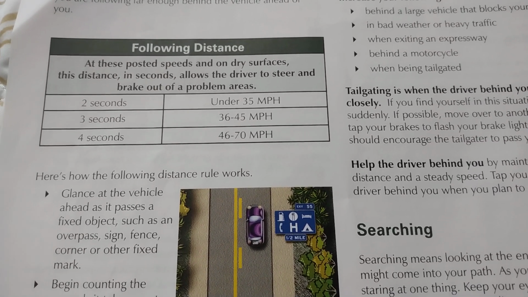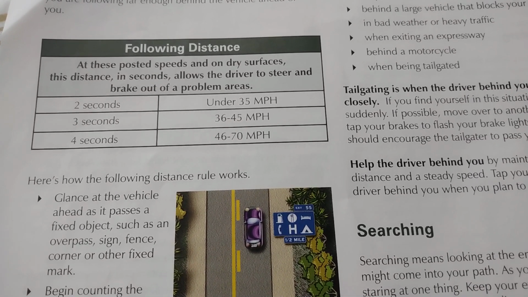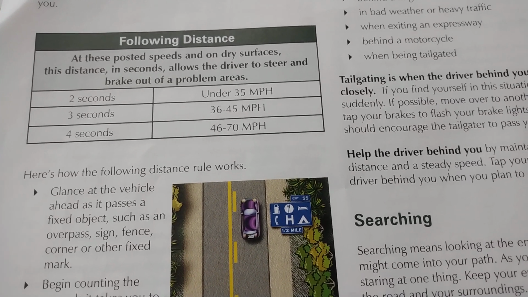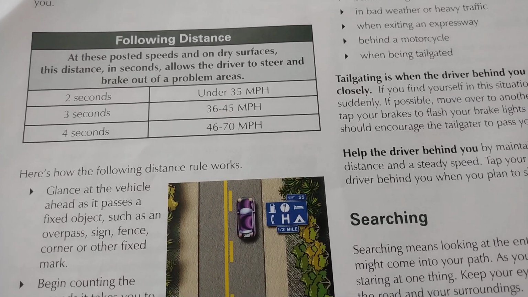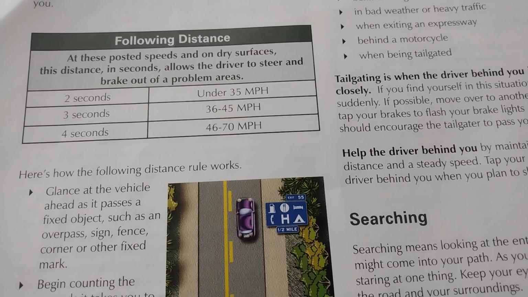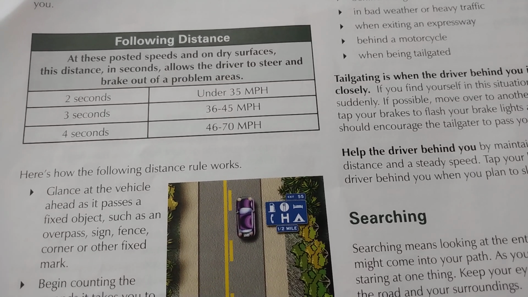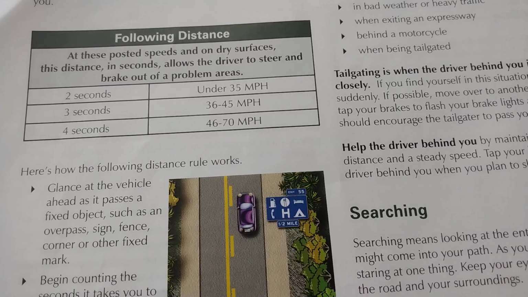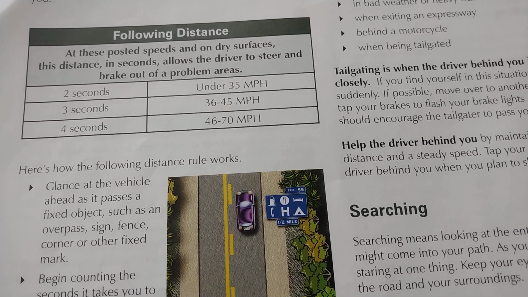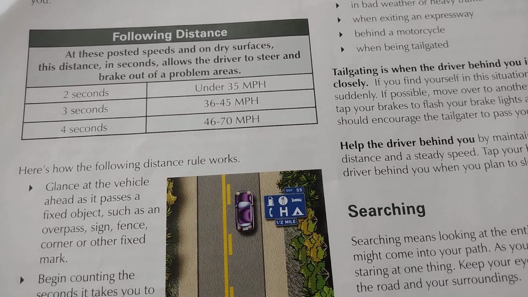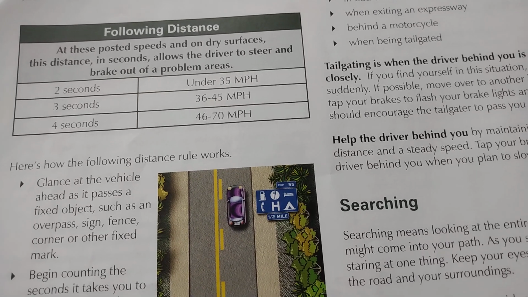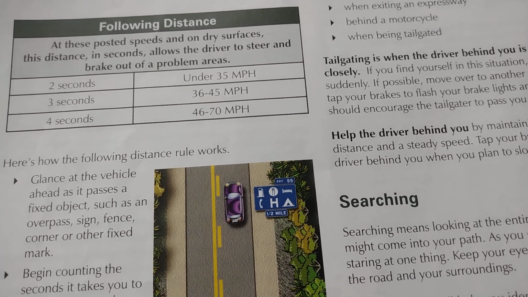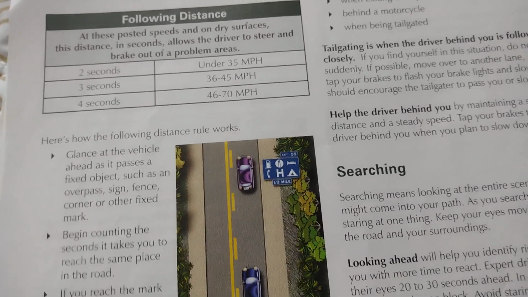Following distance. All of these are at posted speeds and on dry surfaces. This distance in seconds allows the driver to steer and brake out of a problem area. 2 seconds under 35 miles per hour. 3 seconds, 36 to 45 miles per hour. 4 seconds, 46 to 70 miles per hour.